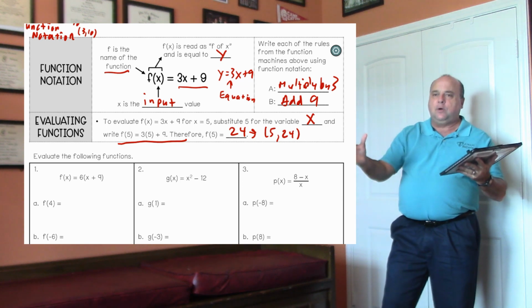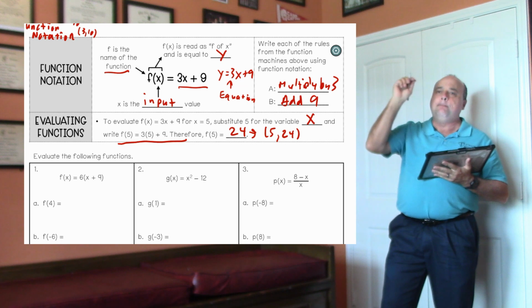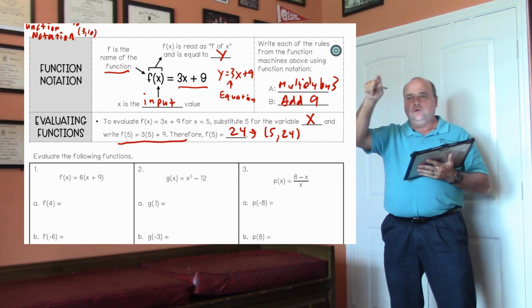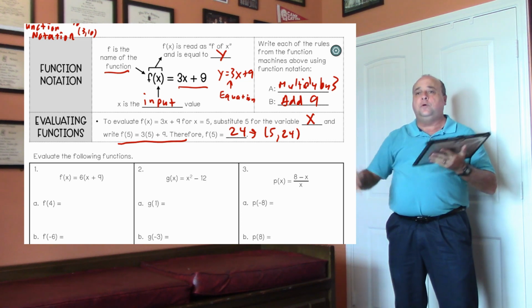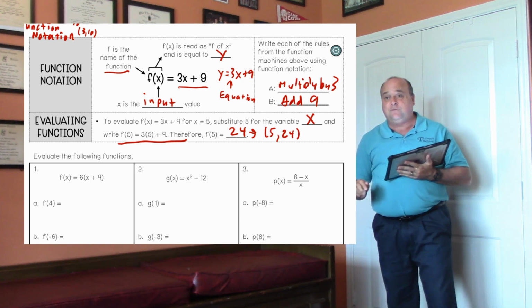So, remember again, the function notation, that f of x is the same thing as y, but it lets you know what you're plugging in for the function. And then you'll do the math and you'll calculate your output. That would in turn turn into an ordered pair on the graph of that function.